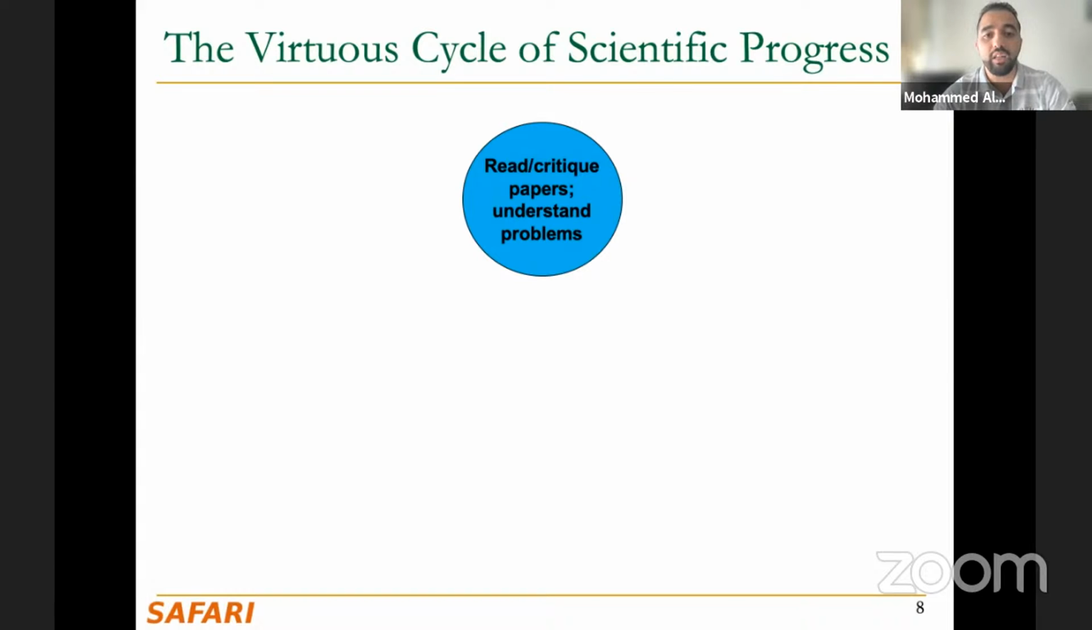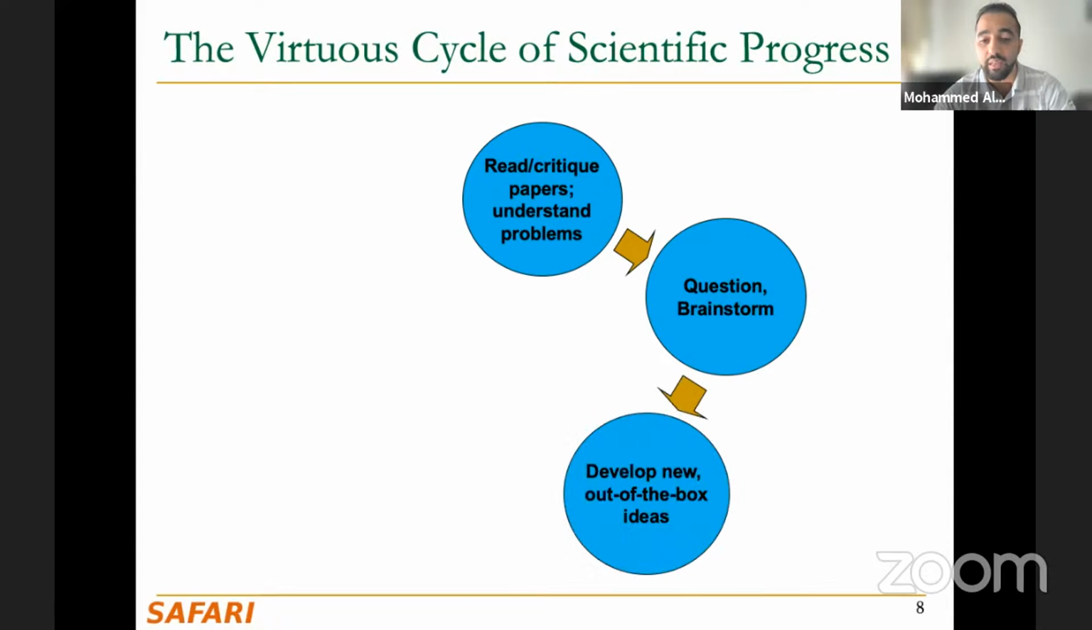So this is the cycle of scientific research. First, you need to read papers, read many more, other than the paper assigned to you. After you read it, you start to question everything in the paper, brainstorm with your colleagues, with your professor, and so on. After that, you will be able to develop new out-of-the-box ideas by seeing many proposed works. Then you might have something new to propose based on what you have read.